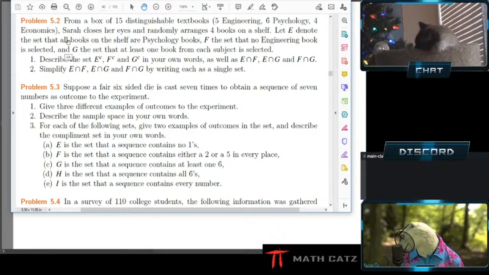Now I'm going to do problem 5.2, because in the past, when I leave both problems up to you, it is a disaster. But there's a big problem 5.3, so you still have a lot of stuff you can practice if you want to. Okay, so now the first question here is: describe the sets E complement, F complement, G complement in your own words, and the intersections as well.